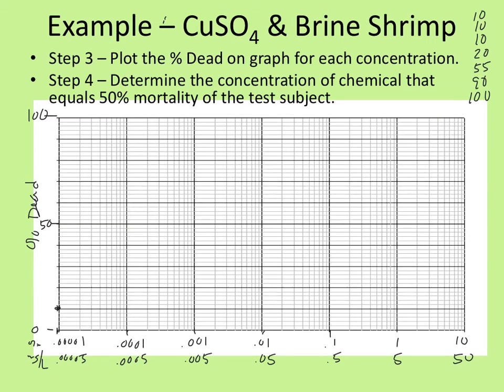Then the next group also had 10% mortality, so we're going to graph right there. Then the third group had 10% mortality, so we have that. The fourth group had 20%, so that's graphed there. Fifth group had 55%, so that would be graphed right there. And then the sixth group had 90%, and our last group had 100%.